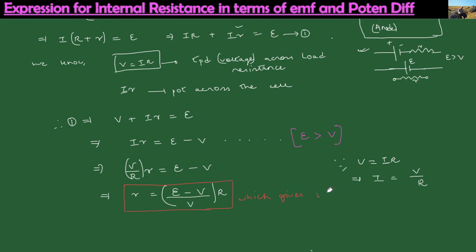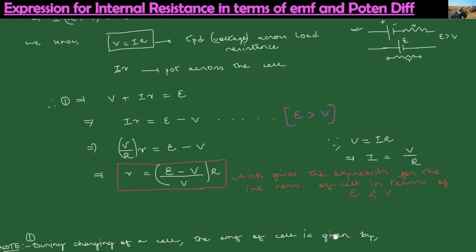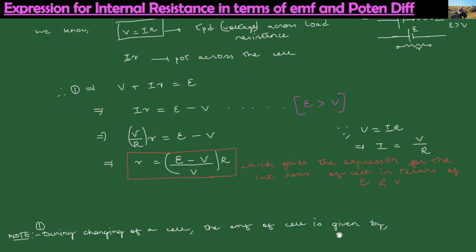This gives the expression for the internal resistance of the cell in terms of the EMF E of the cell and the terminal potential difference V. So keep in mind that this derivation is important from an examination point of view, and it will be probably a 2 marks or 3 marks question.